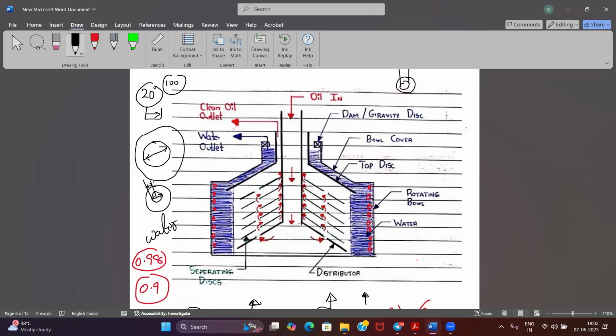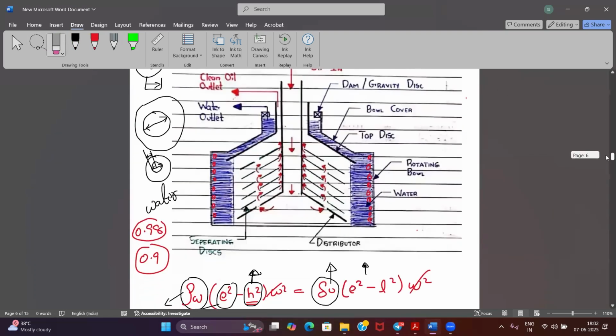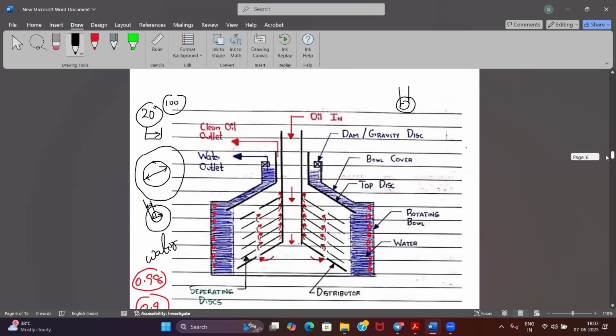Okay. So let us take a few examples of the gravity disk that we are maintaining. First of all, you understood the location: it is always on the water side, right? What is the purpose of the gravity disk? It maintains the interface. The purpose of the gravity disk is to maintain the interface.